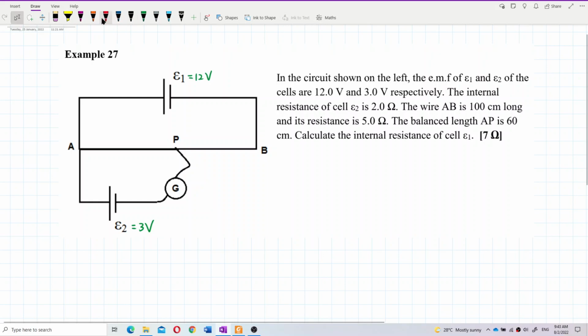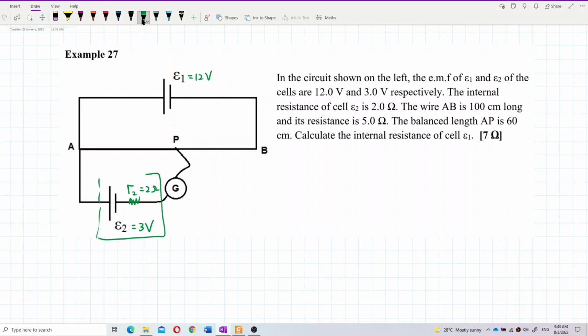So I can say that here there is an internal resistance R2. Okay, I put it as R2, which is 2 ohm. Okay. So this is the battery, a battery with EMF 3 volt and internal resistance 2 ohm.